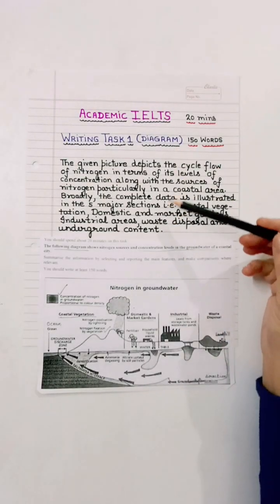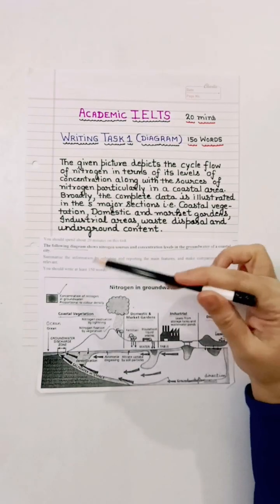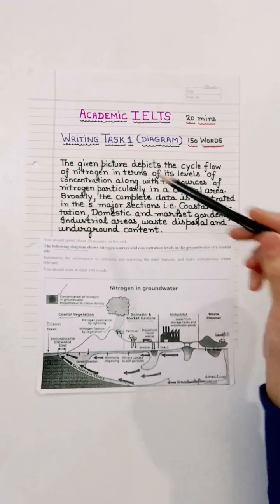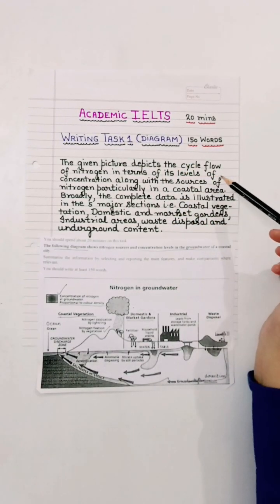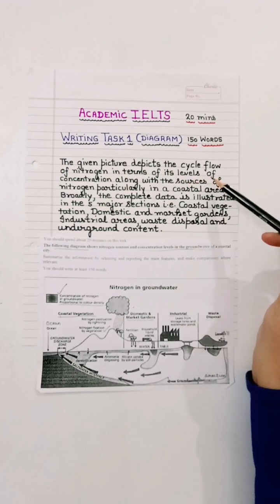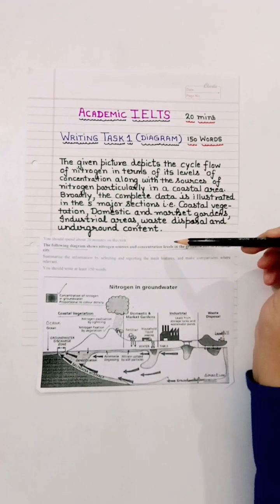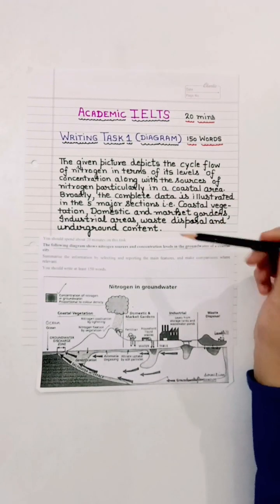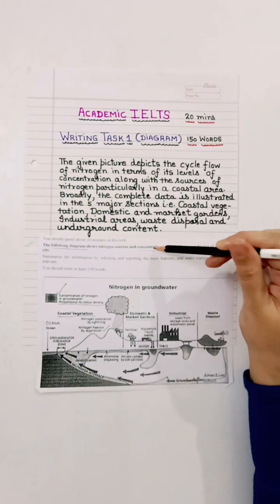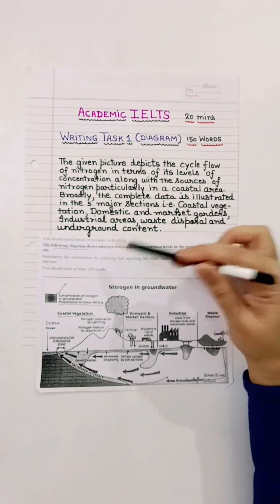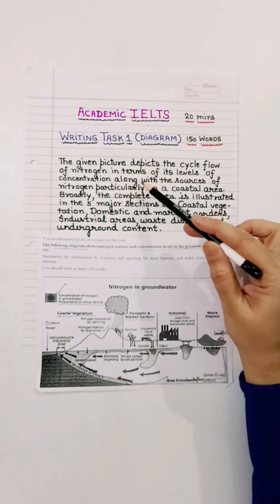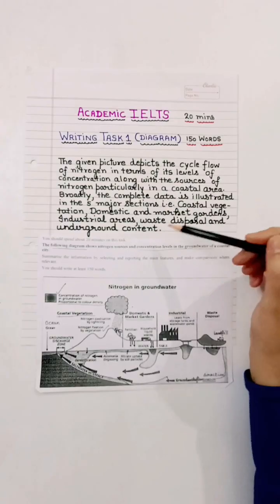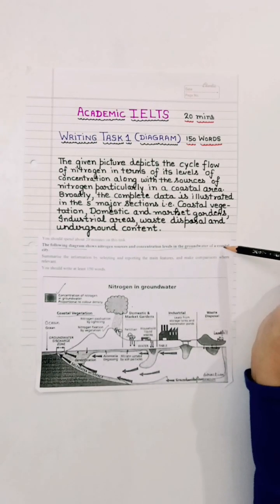Now, this is the introduction part I was talking about. This is your question. I have placed the question also so that you can relate the things. The given picture depicts the cycle flow of nitrogen in terms of its level of concentration. Now, this is also a trick, to change the structure of the sentence, to create variety. I have mentioned this part first and this part later, right? So levels of concentration along with the sources of nitrogen.